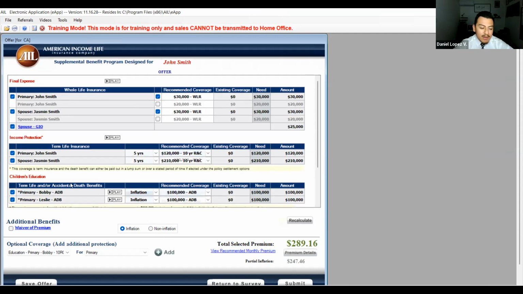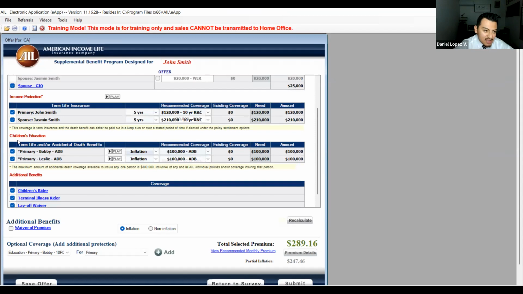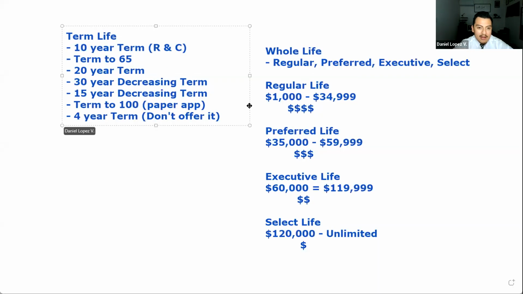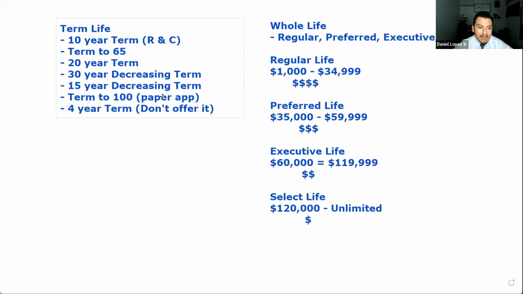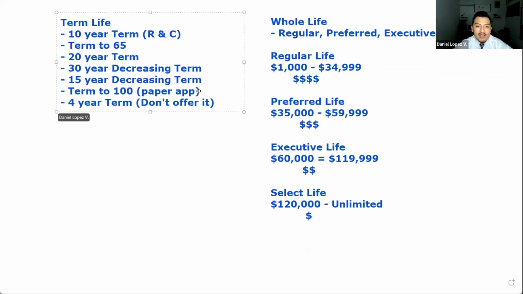Okay, just keep in mind that this is only ADB, saying that we're covering the primary if they pass away due to an accident, which brings us to where we're at. Now here is a whole life. Whole life and term life will pay no matter how you pass away. Accidental, natural, age, COVID, whatever.